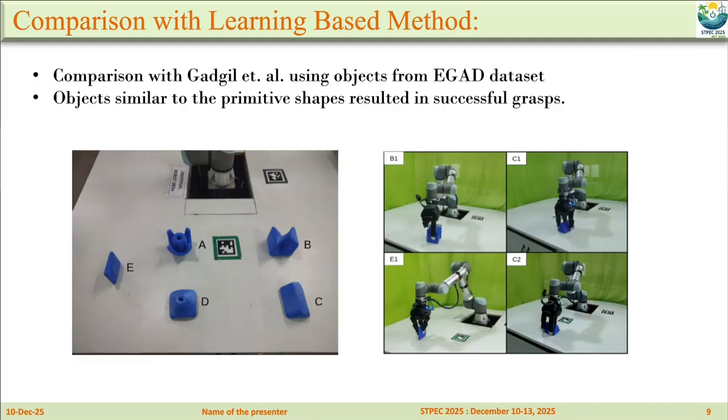We then compared our approach to the learning-based approach using objects from the IGAD dataset. It was observed that the objects similar to the primitive shapes resulted in successful grasps. You can see the successful grasps on the right.